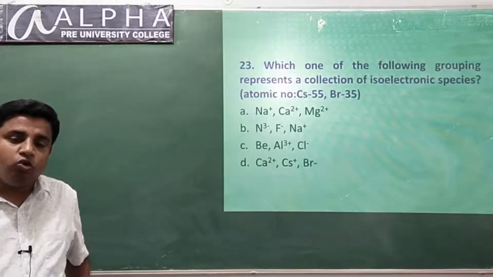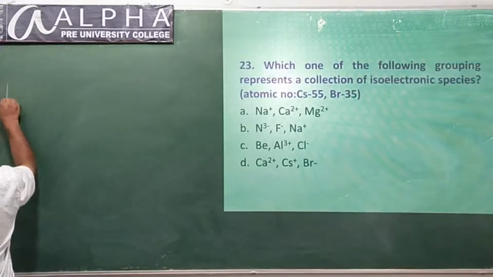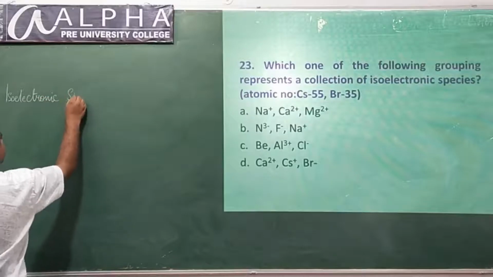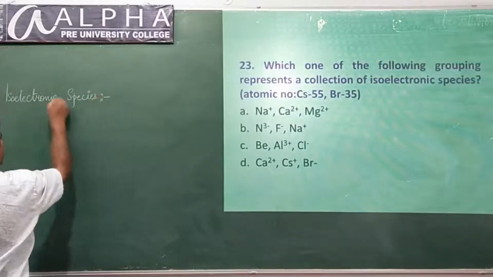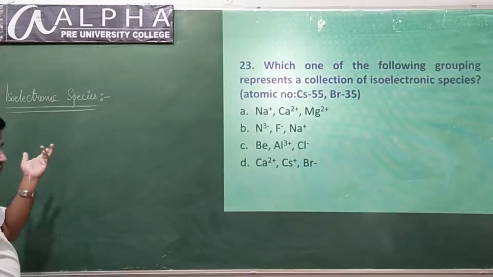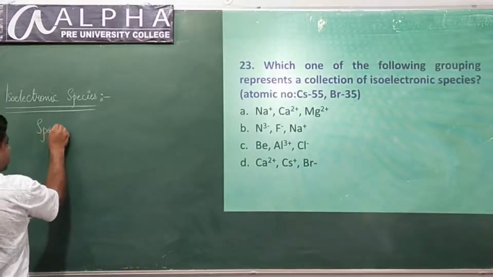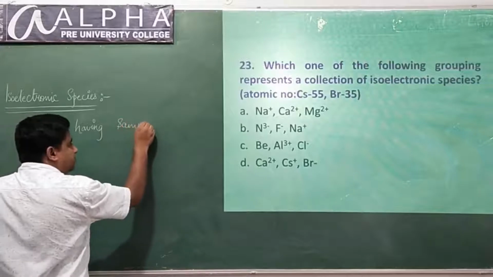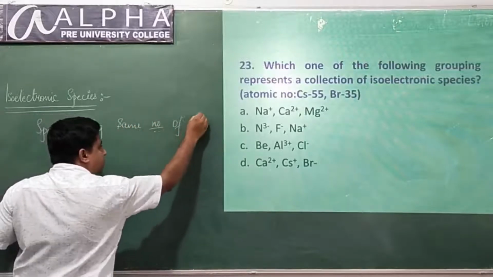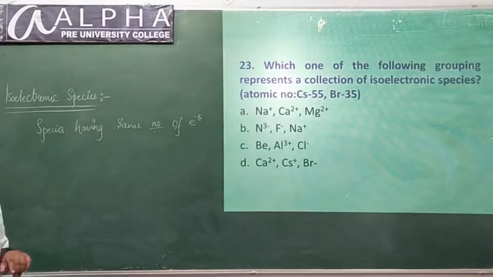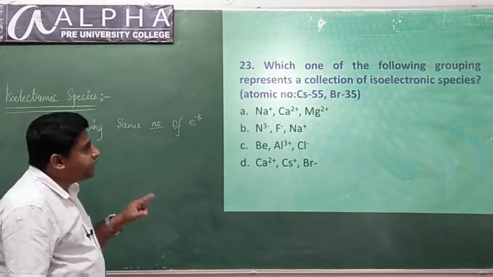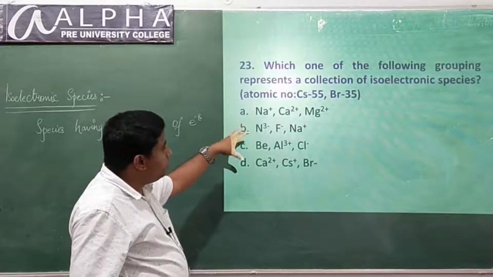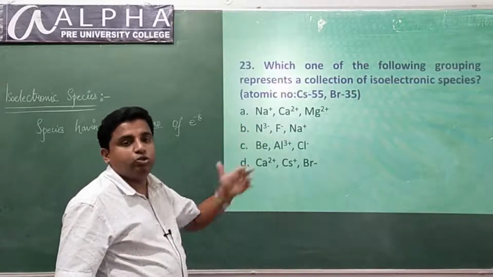We have already known about isoelectronic species. By the way students, what do you mean by isoelectronic species? Species having the same number of electrons are called isoelectronic species. Is that correct? We just have to choose a group which has the same number of electrons, that means which has isoelectronic species.